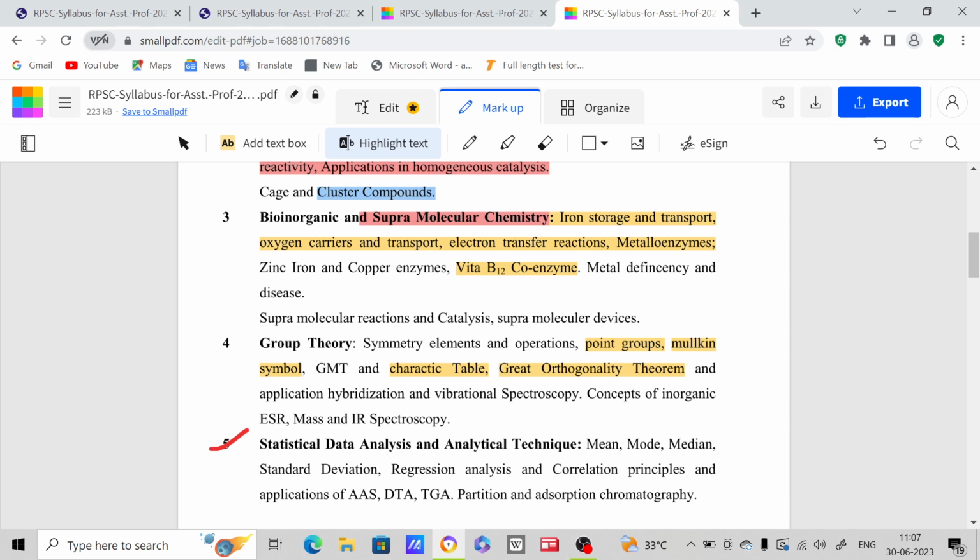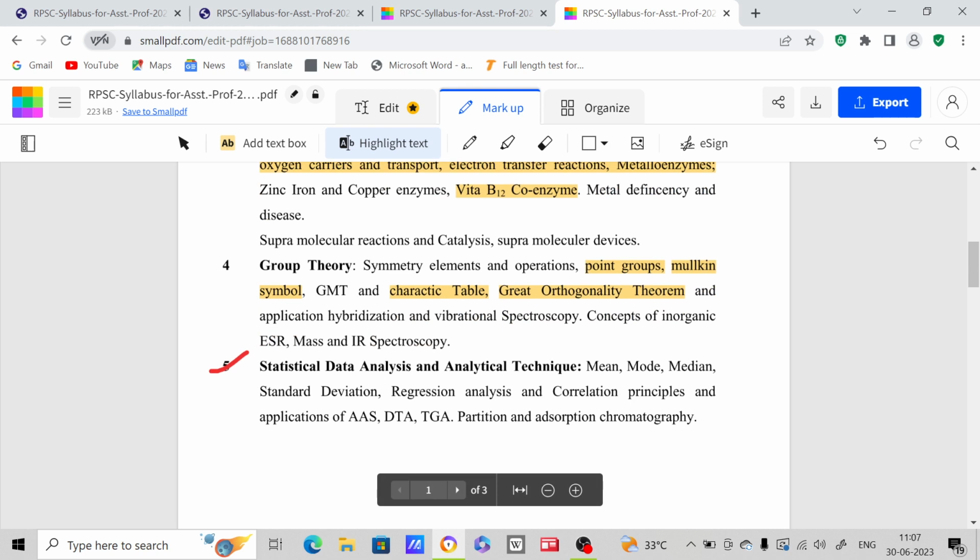So next one is group theory, right? If you see this group theory, point groups are very important for CSIR NET. Mulliken symbols important, character table is important, great orthogonality theorem. So just focus on these 4 things. Definitely you will get some marks, right? Definitely 1 or 2 questions will come from these 4 topics. Okay, group theory is very easy and very important too.